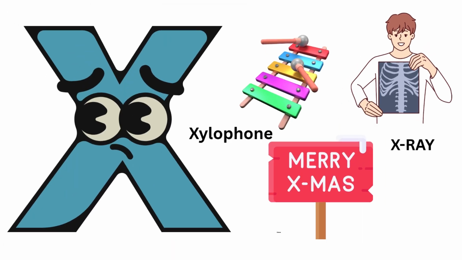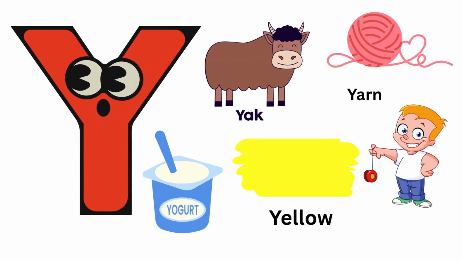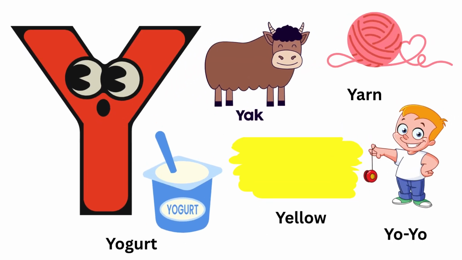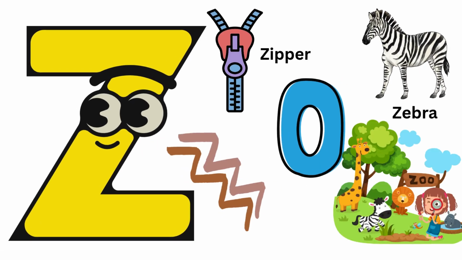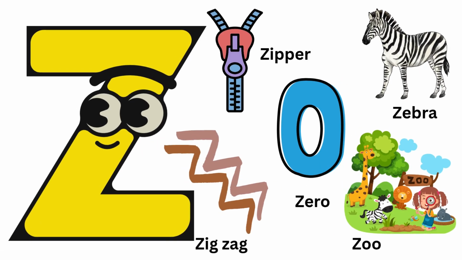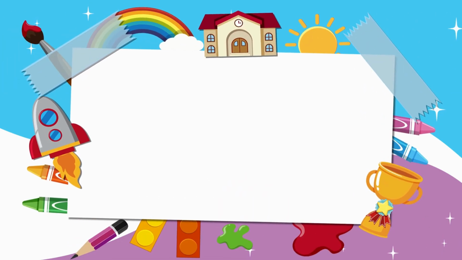X is for x-ray, xylophone, xenon, Christmas and Xerox. Y is for yarn, yak, yo-yo, yellow and yogurt. Z is for zebra, zipper, zero, zoo and zigzag. Let's sing again and learn some more from A to Z with words galore.